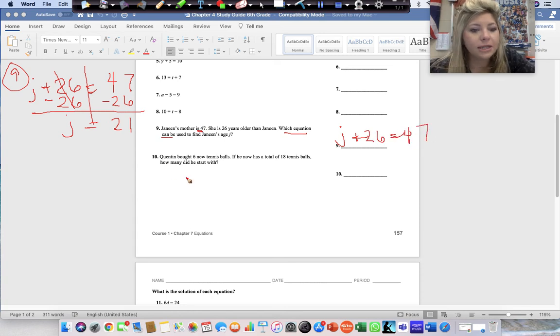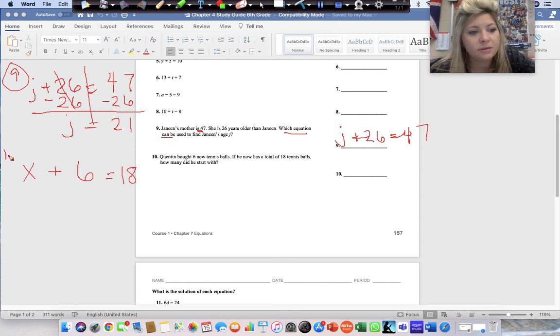Okay, number 10 says Quentin bought 6 new tennis balls. If he now has a total of 18 tennis balls, how many did he start with? So, he has a total of 18. Anytime we find the total of something, it means we're adding things together to get that number. Okay, so the total is 18, which means we need to add the 6 that he just bought to however many he had originally. You can use whatever variable you want.